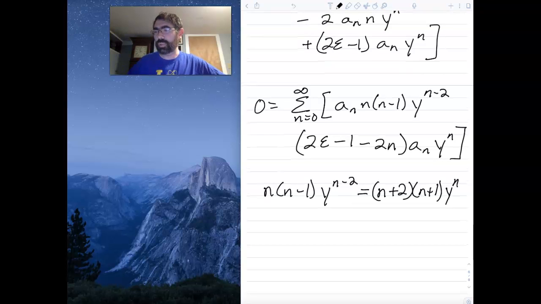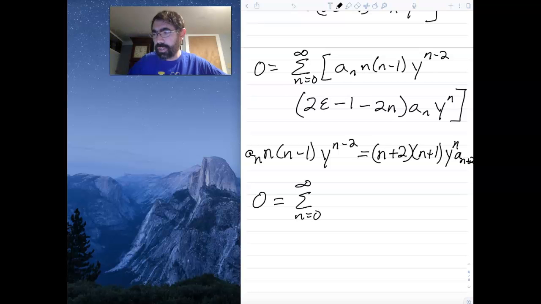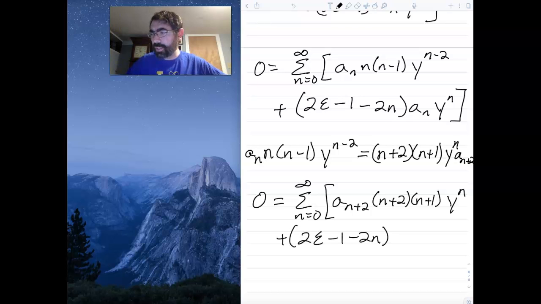And so what I need to shift is also add in a to the n, and then multiply this by a to the n plus 2. So eventually, I've actually shifted all of my indices by 2. Okay, so now let's put that together. 0 is equal to the sum of a to the n plus 2, n plus 2, n plus 1, y to the n, plus 2 epsilon minus 1 minus 2n, a to the n, y to the n.